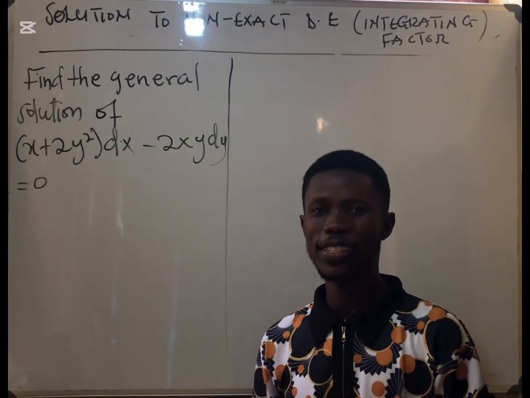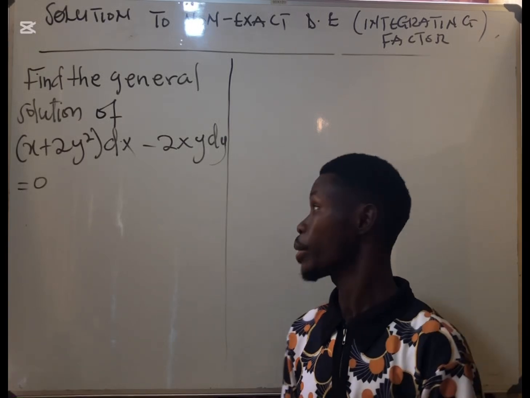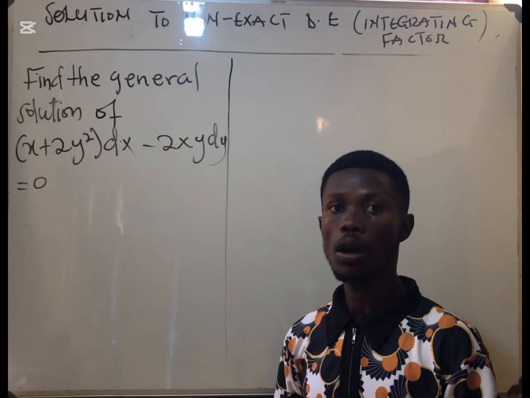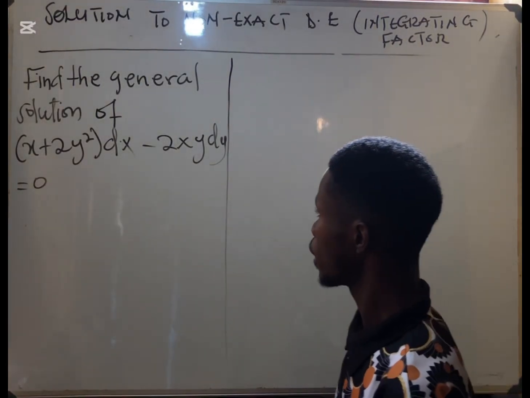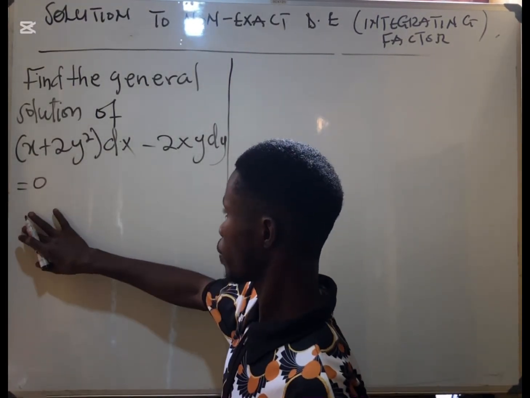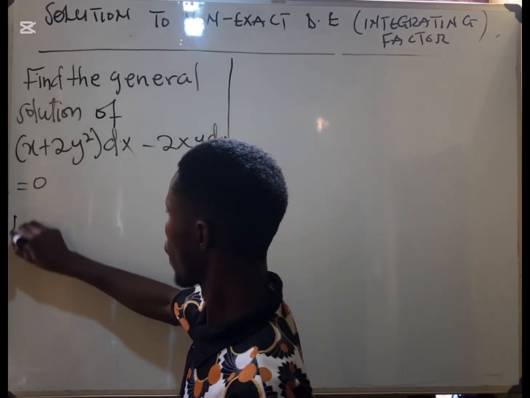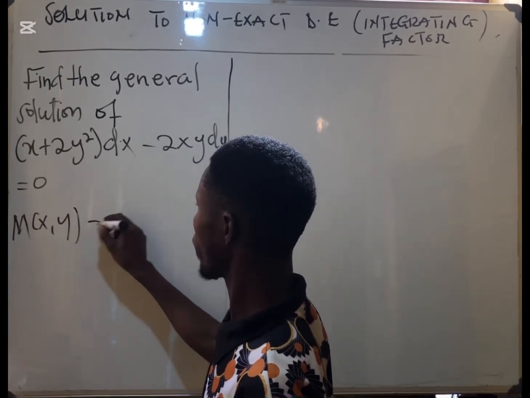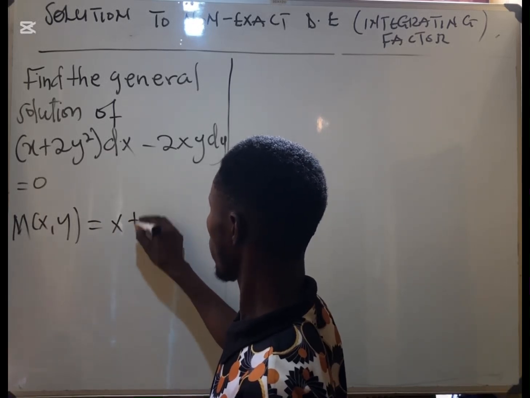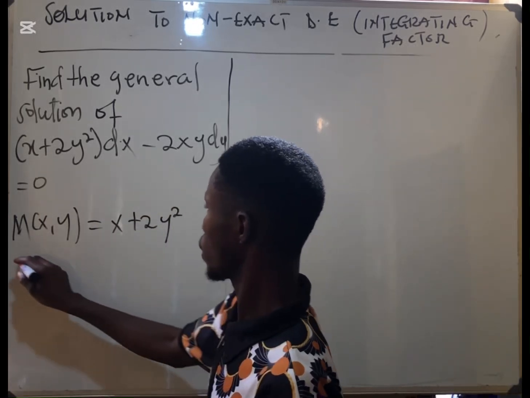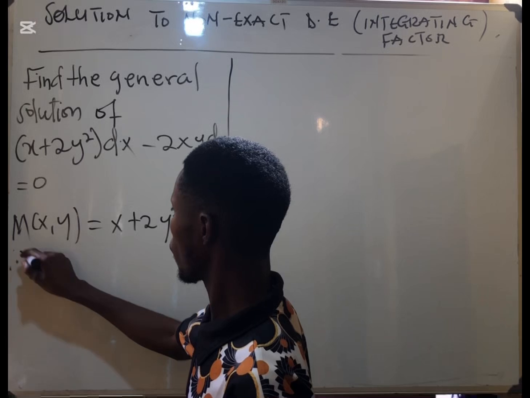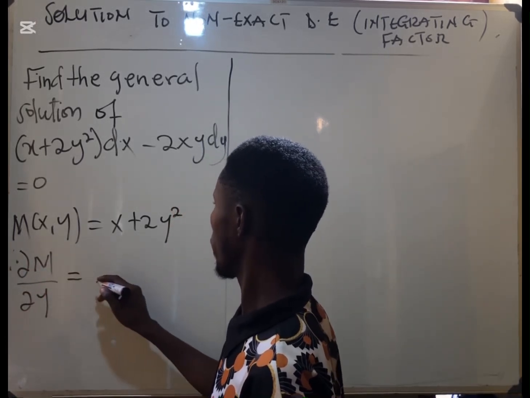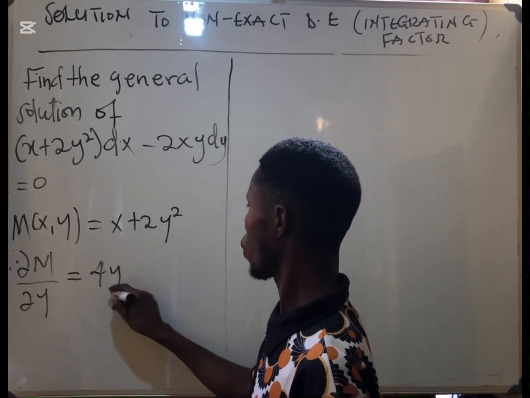Okay, so now let's look at this example. Find the general solution of this. First thing, let's check whether it's exact or not. So you identify M and N. So this is x plus 2y squared. So you take partial with respect to y, and this will give us 4y.